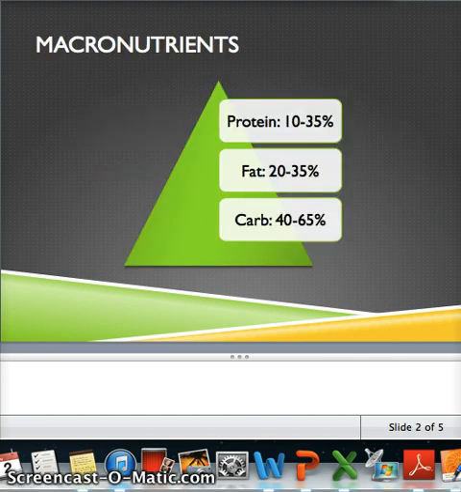We can go back and compare this to our previous ratio pyramid to determine whether this person's diet is within a macronutrient balance or not. If it's outside, we would probably coach them towards more of a balance.